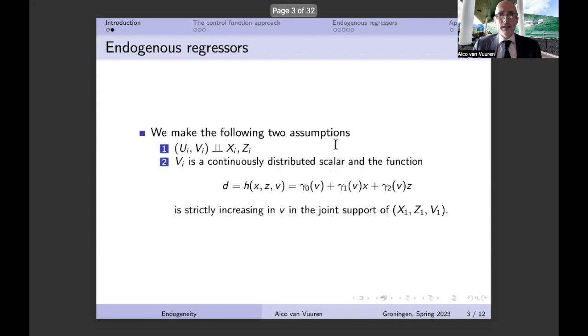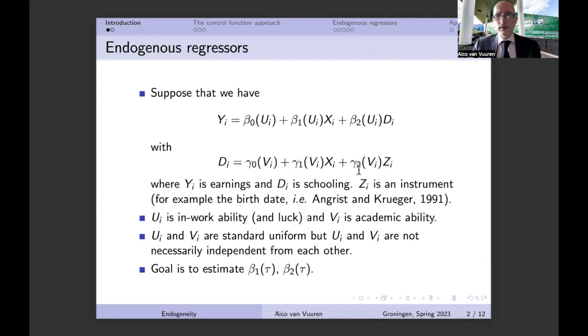But before I say what else we're going to do, that's actually the control function approach. Before I do that, the first thing that I'm going to do is make a couple of assumptions. The first assumption I'm going to make is that U and V are going to be independent from X and Z. What does that mean in terms of this model that we have over here? Well, first of all, Z is going to be independent from U as well as of V. That means that Z is going to be, you could say, an exogenous instrument.